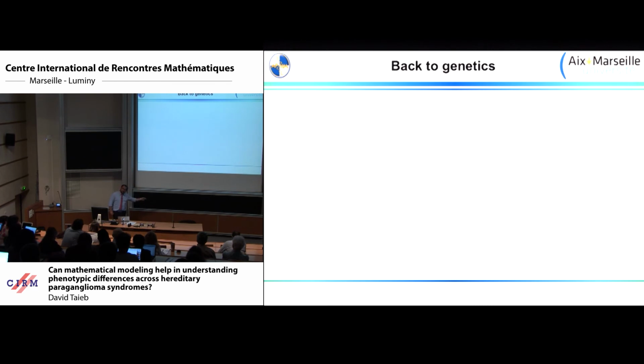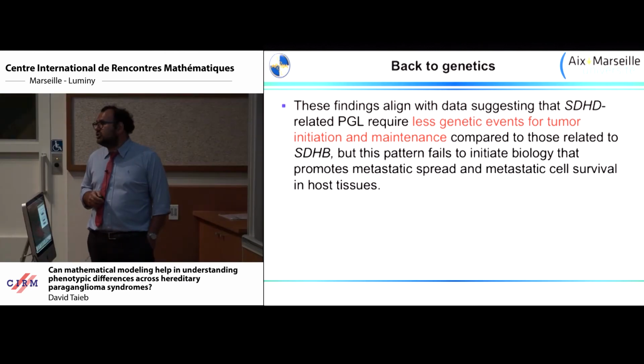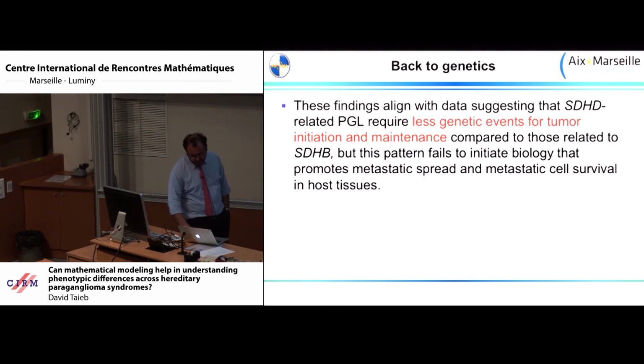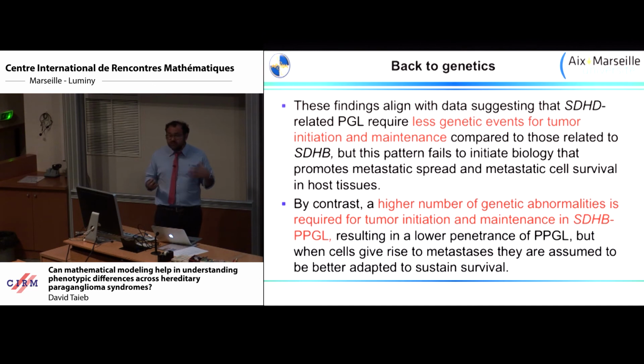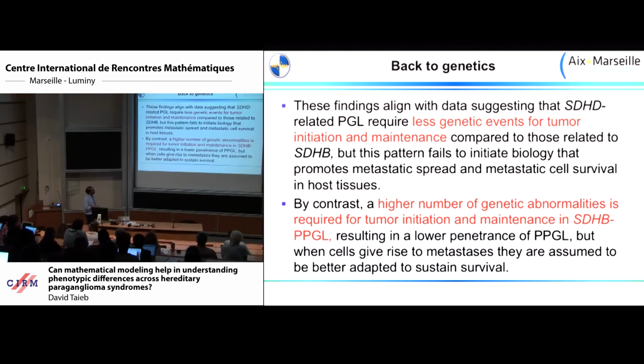Now, when we move back to genetics, this finding potentially aligns with data suggesting that SDHD-related paraganglioma require fewer genetic events for tumor initiation and maintenance compared to B, and this pattern fails to initiate biology that promotes metastatic spread and metastatic cell survival in host tissue. By contrast, when we analyze the genetics of SDHB tumors, there are a lot of mutations. These mutations are probably required to develop the tumor, so the higher number of genetic abnormalities is probably required for tumor initiation and maintenance, resulting in a lower penetrance of FEO and paraganglioma, but when cells give rise to metastases, they are assumed to be better adapted to sustain survival.